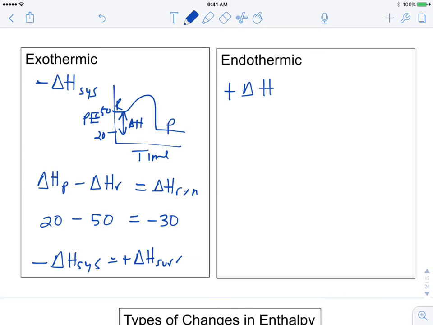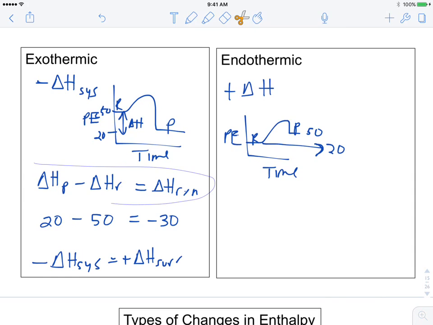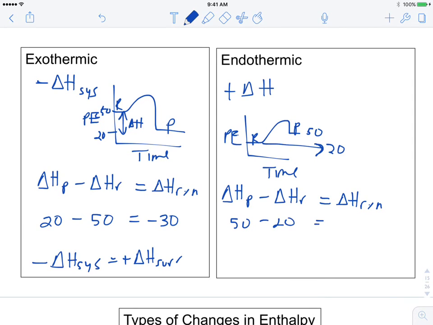Endothermic is going to look all the opposite of this. We're going to have our graph where we start low and end high. We're going to have reactants and products, potential energy, time, and now if we assign those numbers, 20 and 50, we would have our same setup, except now we would have 50 minus 20, and this would be equal to a positive 30. The positive delta H of the system is equal to the negative delta H of the surroundings.